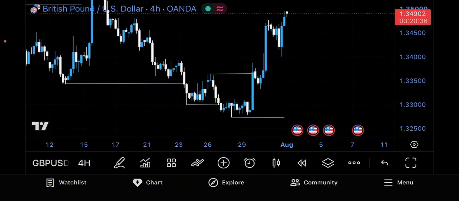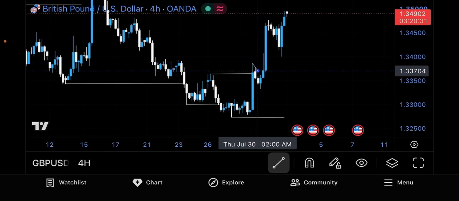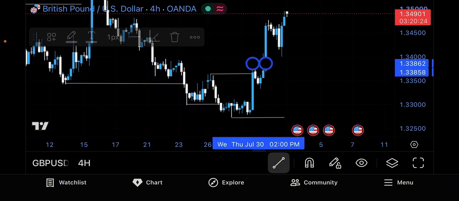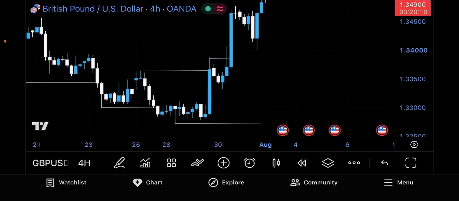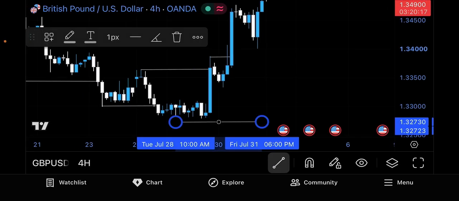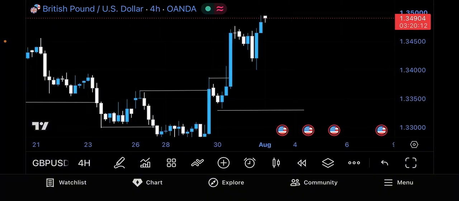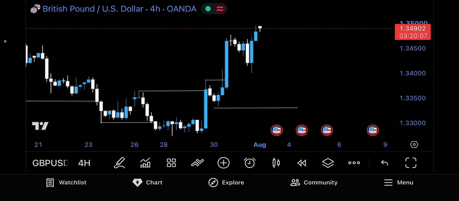What did price do? Price actually came back, did this pullback, got to this level and invalidated another structure here. If price invalidated another structure here, that confirms that our swing low will no longer be at this point. It will now shift to this point. Now the reason why I'm indicating this whole thing is for you to understand how to read market structure, how to know the structure of the market.